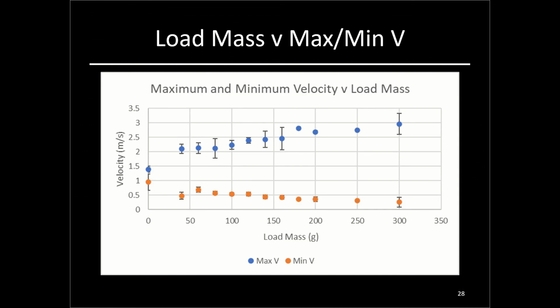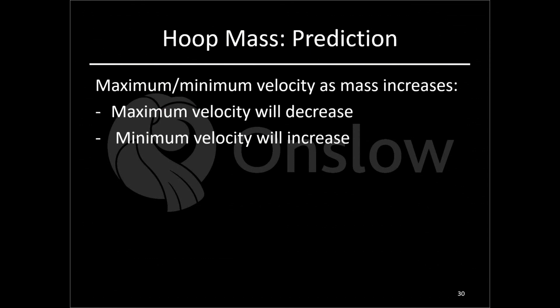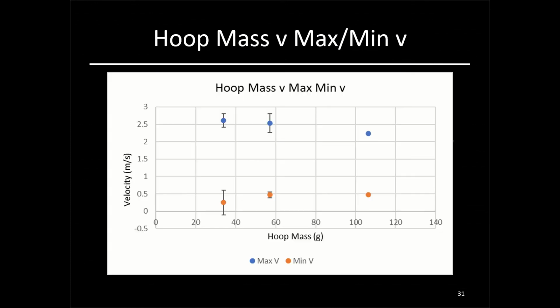For the maximum and minimum velocity, you can see there is an upwards trend of the maximum velocity and a downwards trend of the minimum velocity. Next is hoop mass, and I predict that as the mass increases, the maximum velocity will decrease and the minimum velocity will increase. This is because if you increase the mass of the hoop, then you're changing the center of mass position and the effect of the load is decreased, so it's the opposite to increasing the load mass. As you can see, there is a downwards trend of the maximum velocity, however, the minimum velocity within error stayed the same.